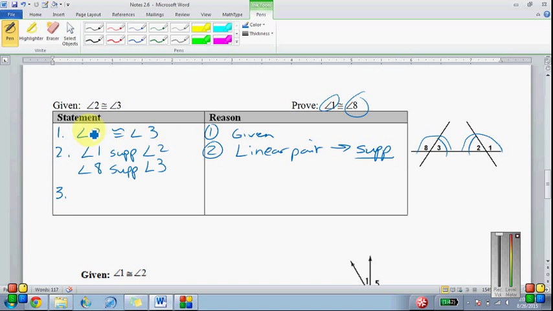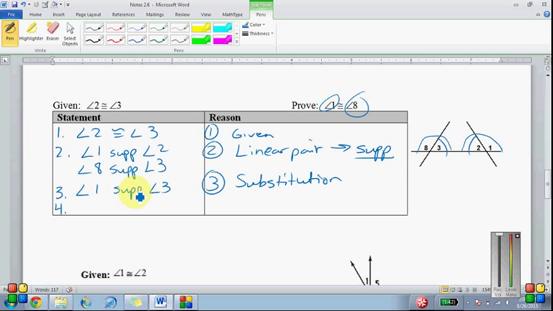Then, since we were given that angle 2 is congruent to angle 3, I can now substitute 2 and 3 for each other. So instead of saying angle 1 is supplementary to angle 2, I could say angle 1 is supplementary to angle 3. And that would just be substitution. I'm substituting angle 3 for angle 2, since in the first step I said that those two things were congruent.